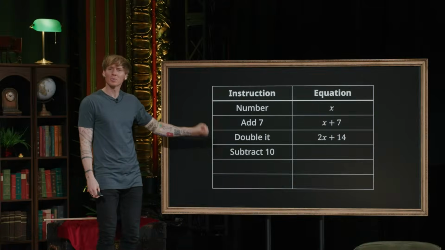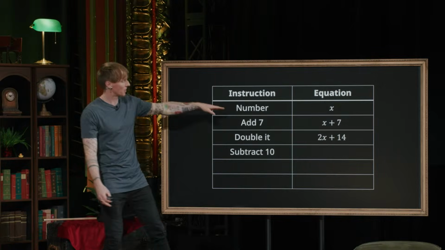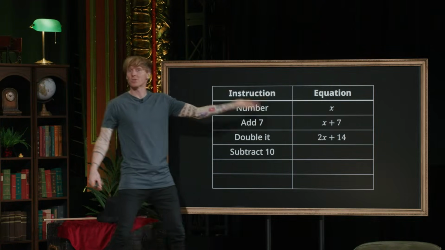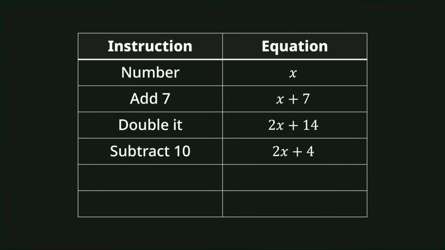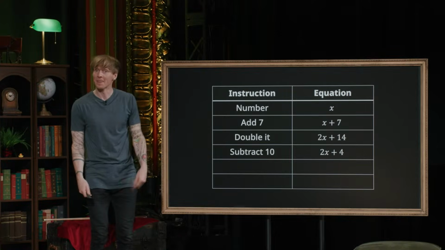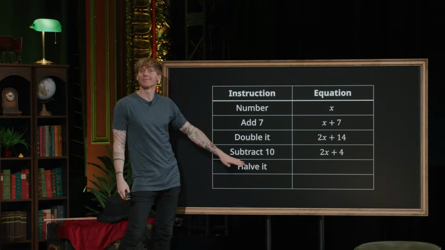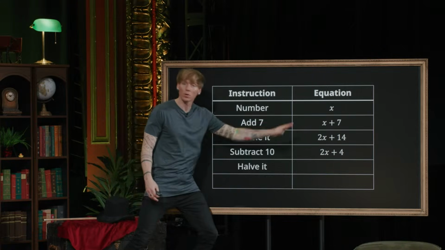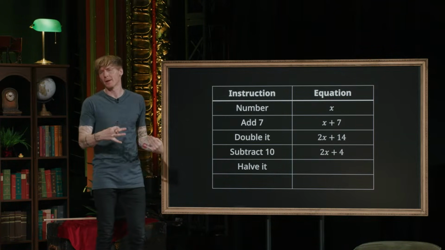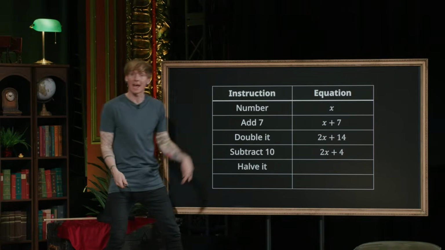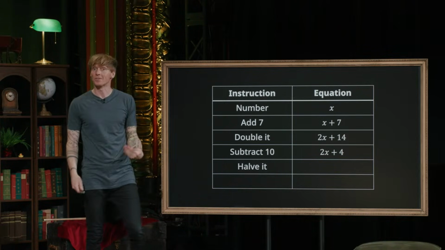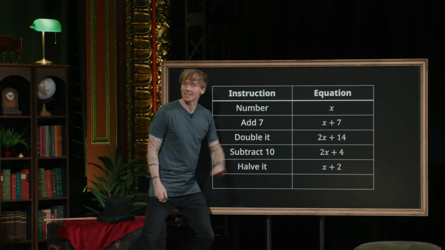The next step was to subtract 10. So we've got 2x plus 14, subtract 10 is going to leave us with 2x plus 4. So notice the x value hasn't changed here, the x part of the equation is unchanged, but the 14 has gone down to 4. Then I asked you to halve it. So this means to divide the whole equation by 2 or to multiply the whole equation by a half. Doing either of those things, the 2x becomes an x, and the 4, when halved, gives you a 2. So now we're at x plus 2.